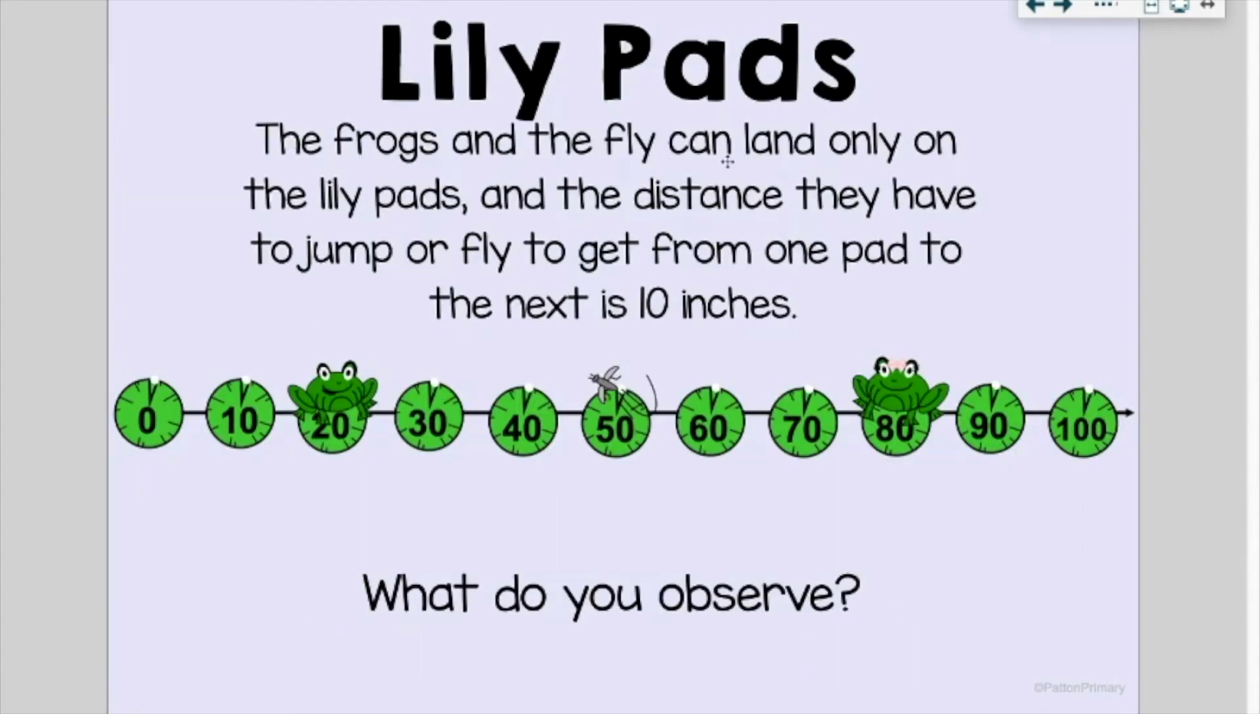The frogs and the fly can land only on the lily pads, and the distance they have to jump or fly to get from one pad to the next is 10 inches. So each hop is 10 inches. And there's a fly, there's Polly, and there's Tad. So what do you observe? Take a couple seconds to look at this number line, to look at Tad and Polly, and to look at the fly, and think about what you notice. When you have a thought, pause the video and share it with someone.